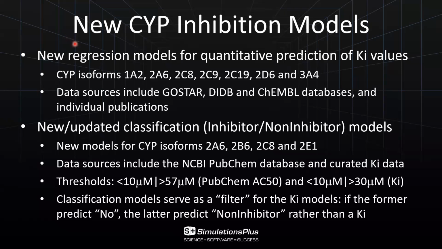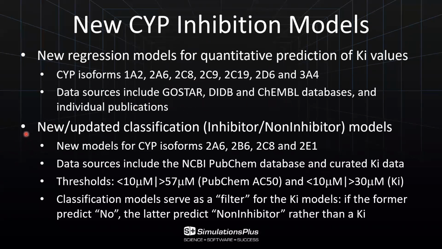ADMET Predictor 11 also includes new and improved models for CYP inhibition. First, there are new regression models for the quantitative prediction of inhibition constants, or Ki values. We have seven separate models for the isoforms listed here, 5 major and 2 minor. The data sources include the GoStar, DIDB, and Kemble databases, as well as individual publications.